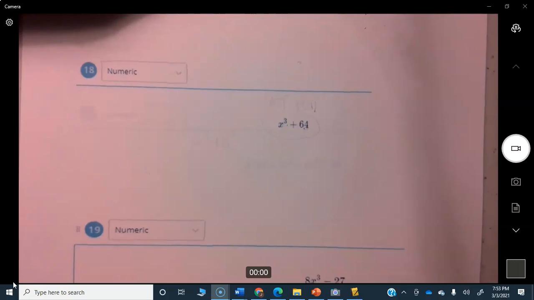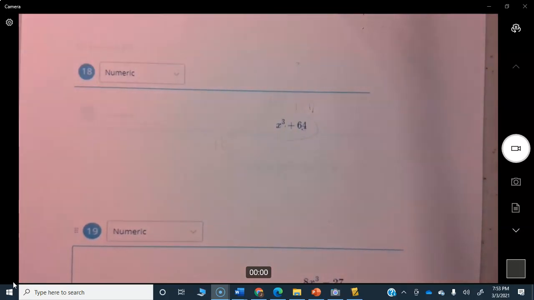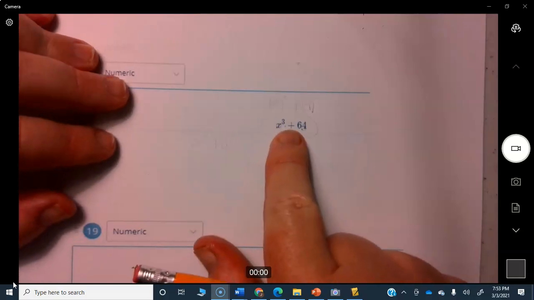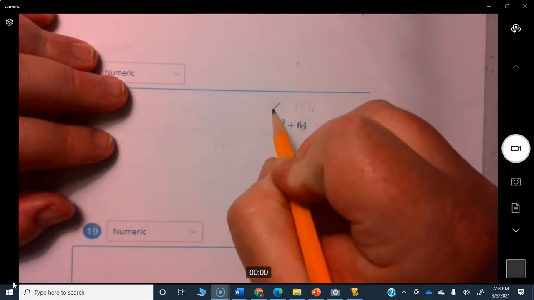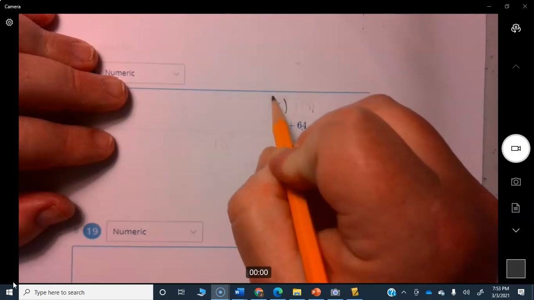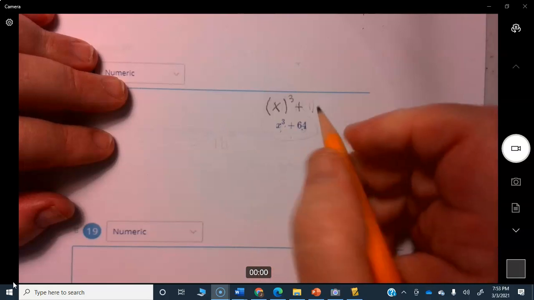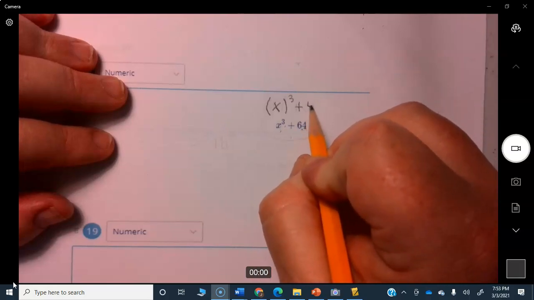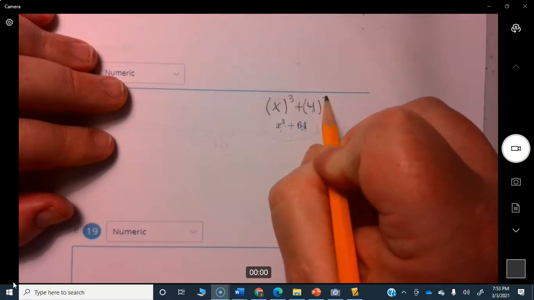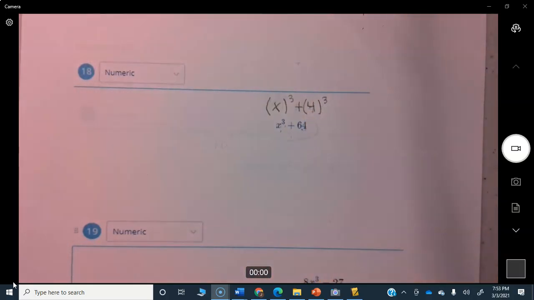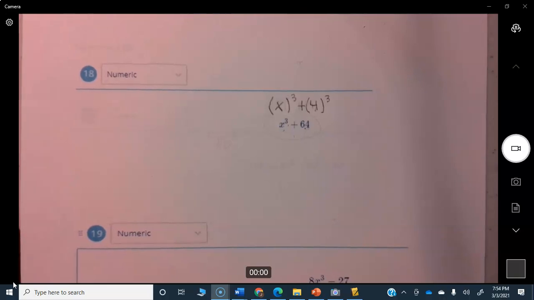Okay, next is number 18, and let me zoom a little closer here. It's x to the third plus 64. So the first thing you have to recognize is that this is a perfect cube. It's x, and I'll put it in parentheses, to the third, plus another perfect cube. 64 is a perfect cube. It's 4 to the third. So I'm going to teach you a couple of new laws of polynomials here. You weren't expected to know these. You're not expected to figure them out. So I'm just going to teach them to you here.